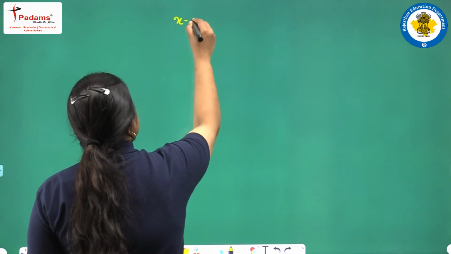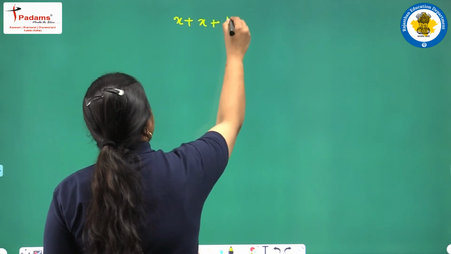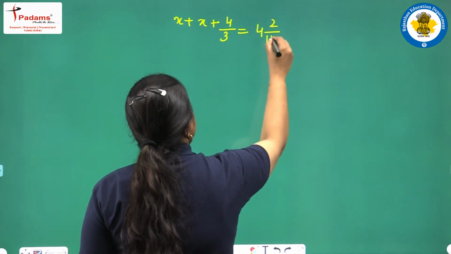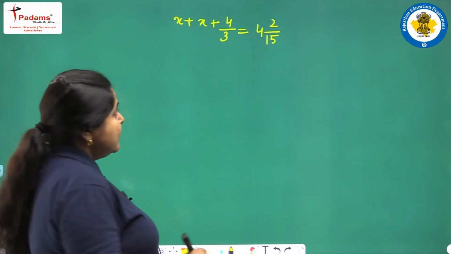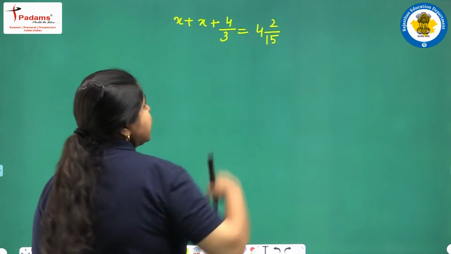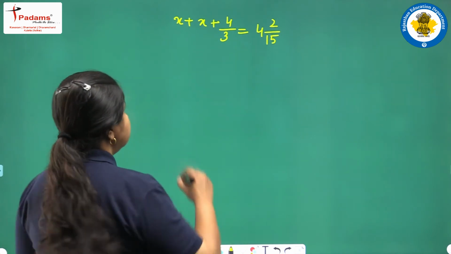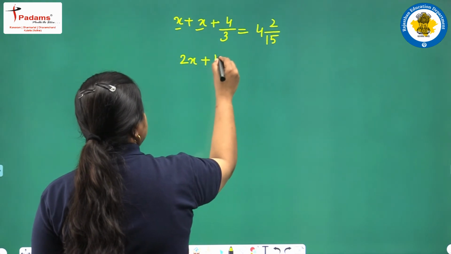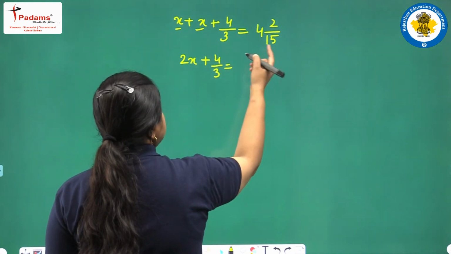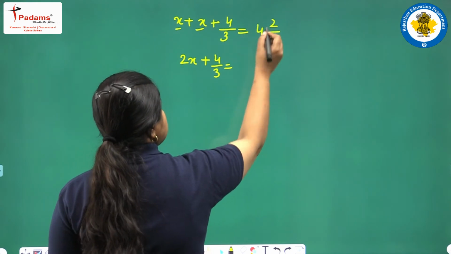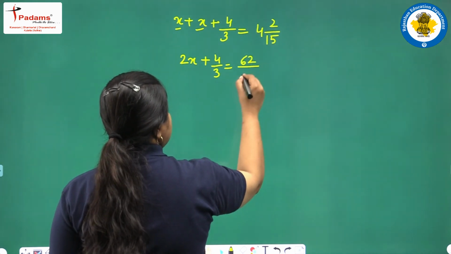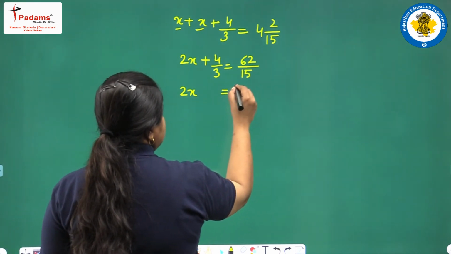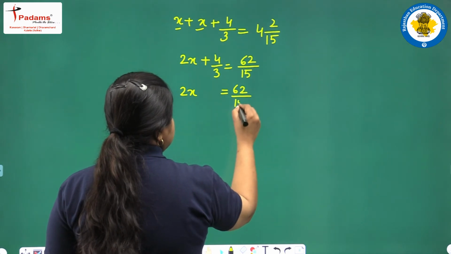The three sides are x, x and 4 upon 3, and they all are equated to 4 2 by 15. First of all, we will make it a simple fraction. It is a mixed fraction here, and yes, this x and x will become 2x plus 4 upon 3 equal to, simplify it, 15 4s are 60 plus 2, it will give us 62 upon 15. Next, this 4 by 3 will go to the RHS with a negative sign.